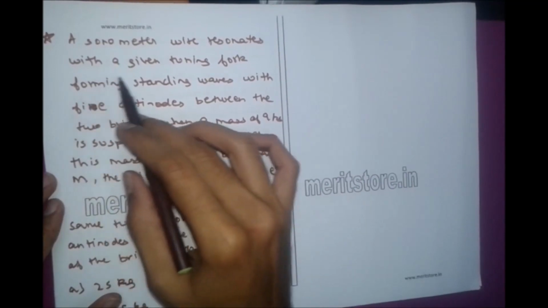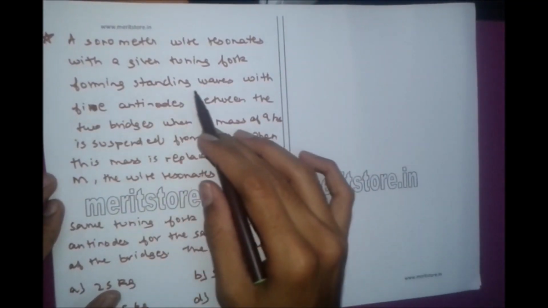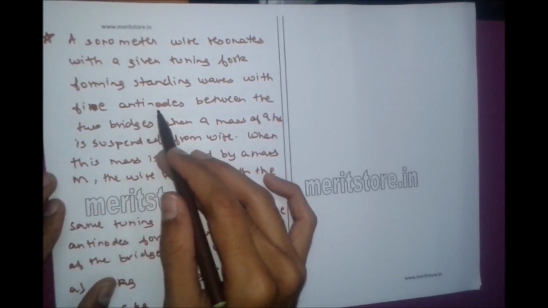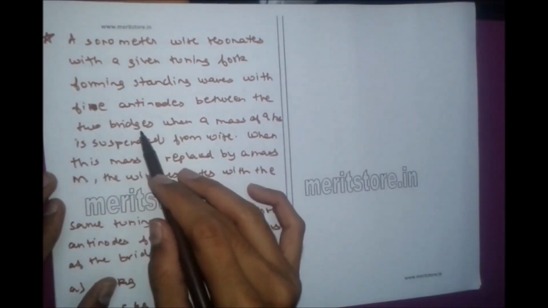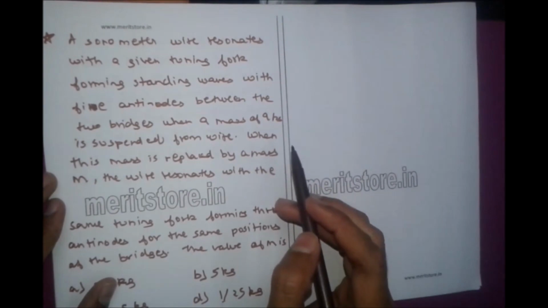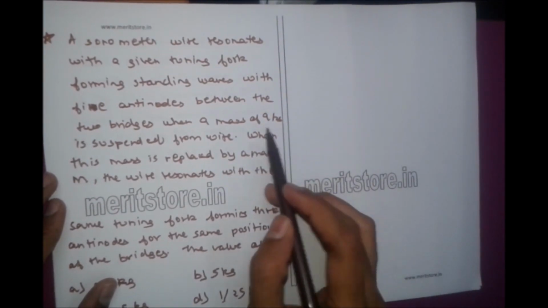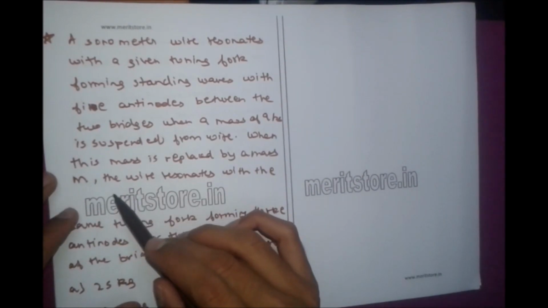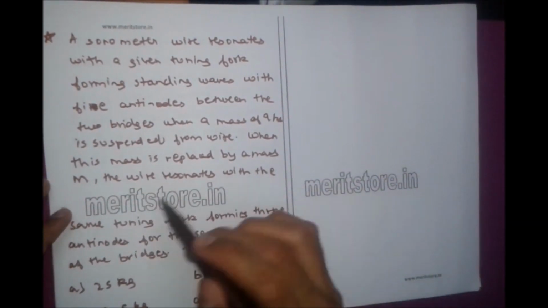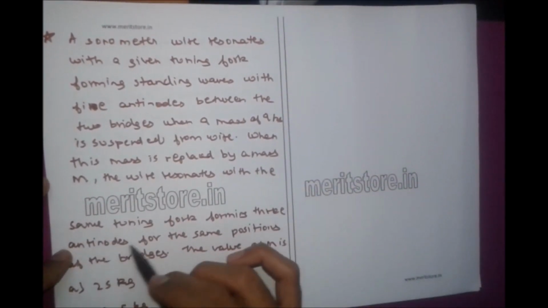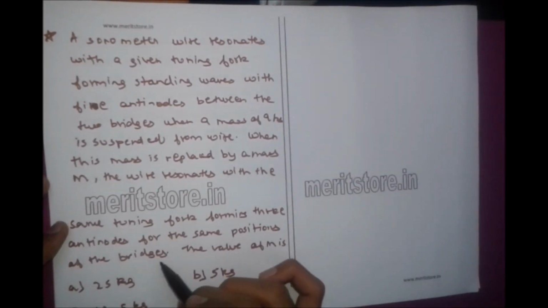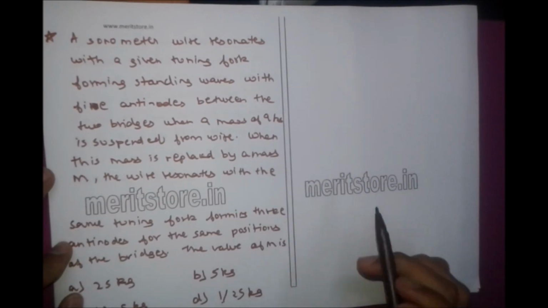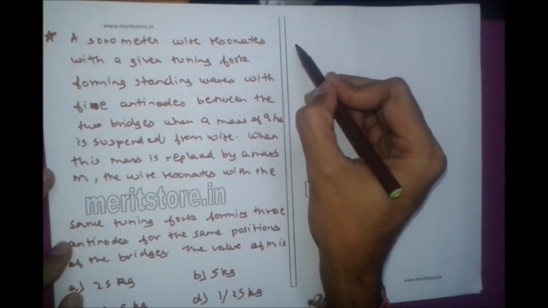A sonometer wire resonates with the given tuning fork, forming standing waves with 5 antinodes between the two bridges when a mass of 9 kg is suspended from the wire. When this mass is replaced by a mass m, the wire resonates with the same tuning fork, forming 3 antinodes for the same position of the bridges. The value of this mass is 25 kg, 5 kg, 12.5 kg, or 1/25 kg.